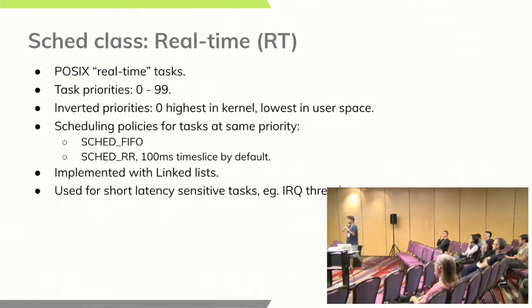There are two policies we have: FIFO, first in, first out, and round robin. The default time slice for round robin is 100 milliseconds, instead of the 5 milliseconds I said earlier. Both of them are implemented with a simple linked list. So we pick the next task, the top of the linked list, and run it until it terminates or it gives the CPU away. These are used for short latency-sensitive tasks like IRQ threads.